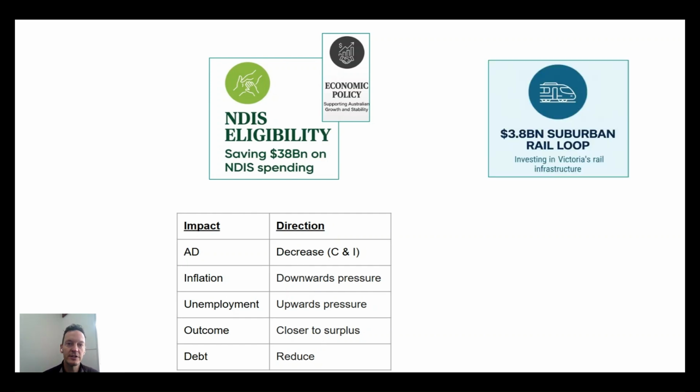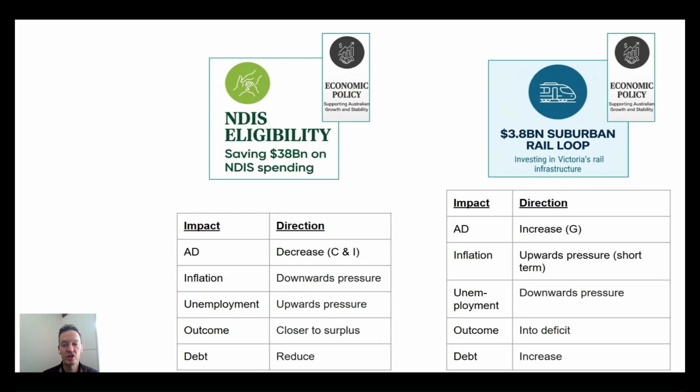And our final policy, which we're going to revisit in Unit 2, is this $3.8 billion in the suburban rail loop. This is a Victorian-specific policy where the government's investing in rail infrastructure. This is also an economic policy, and this will absolutely increase aggregate demand. In the short term, it's just going to be straight government spending, laying railroads, getting steel, getting people to create the stations and all that kind of stuff. And then in the short term, that's going to put upwards pressure on inflation because of those resource shortages.